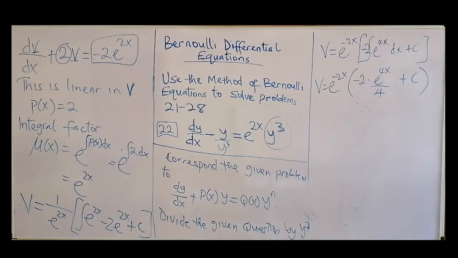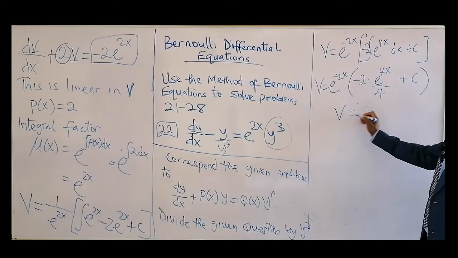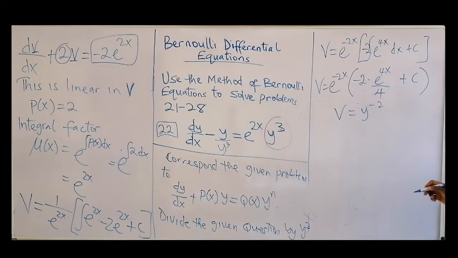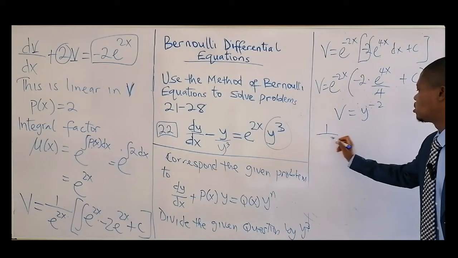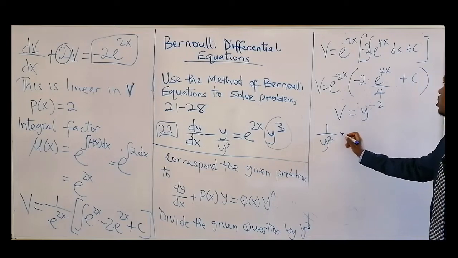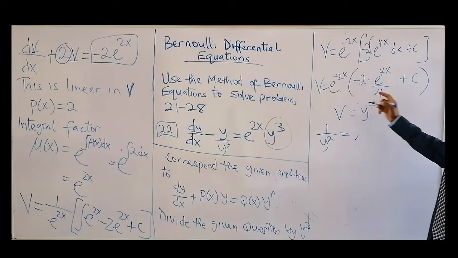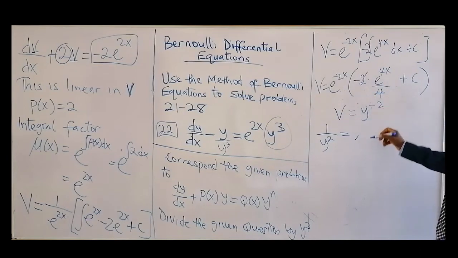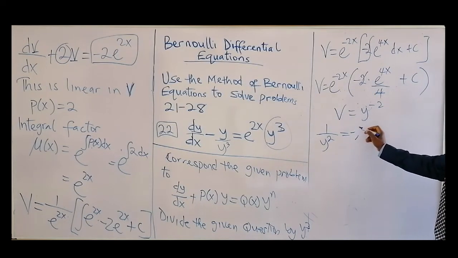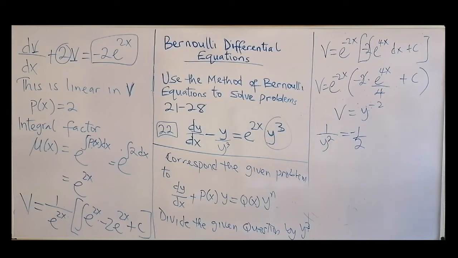Then don't forget your v has a value. We called v, where is the equation? Where is it? I've cleaned it. I think v is y to the power minus 2. Okay? So that will be equal to 1 over y squared equal to. Can we open this bracket? 2 here 1, 2 here 2. So that's 1 over 2, so minus 1 over 2.